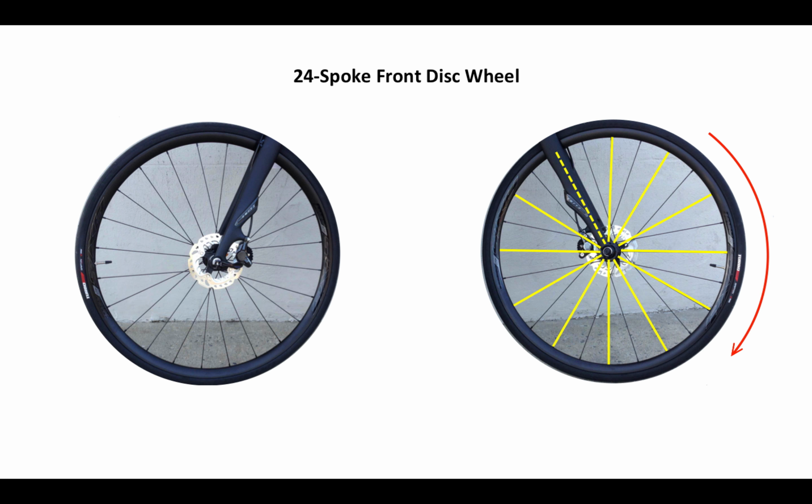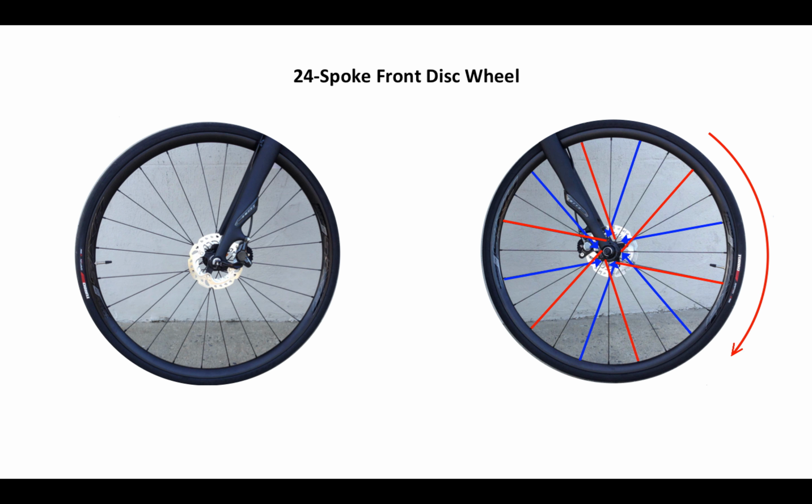This is the same wheel we looked at before, where 12 of the spokes are radially laced and only the other 12 are tangentially laced and can stop the wheel from turning when the disc brake stops the hub. Only the pulling spokes in blue and pushing spokes in red can do that.